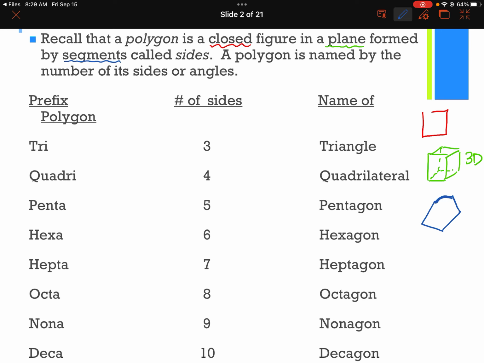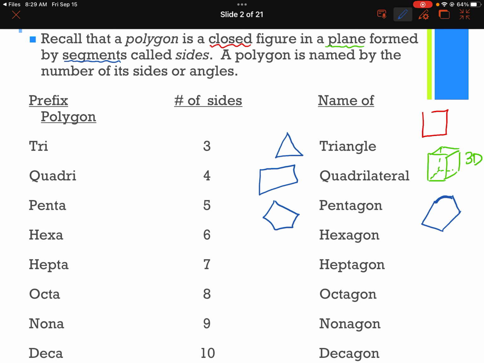Well, the first polygon that you're going to see is a triangle. It's closed. The sides are segments. It's not three-dimensional. Quadrilaterals have four sides, so maybe something like that. Now, there's lots of different types of quadrilaterals. We actually have an entire chapter on that we're going to look at later in the year. But anything that has four sides is a quadrilateral. Pentagons have five sides, so on and so forth.